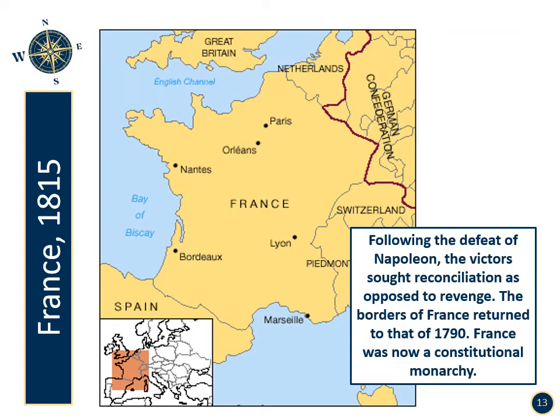France, 1815. Following the defeat of Napoleon, the victor sought reconciliation as opposed to revenge. The borders of France returned to that of 1790. France was now a constitutional monarchy. The powers of the monarch were limited by what it said in the constitution. The hope was that France would again become an important member of Europe and help to create a power balance as opposed to rising again as a threat to the rest of Europe.